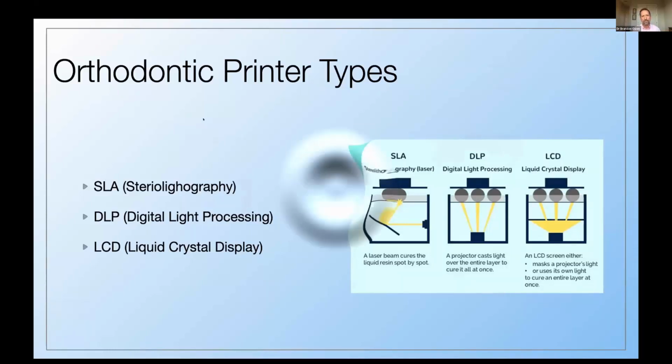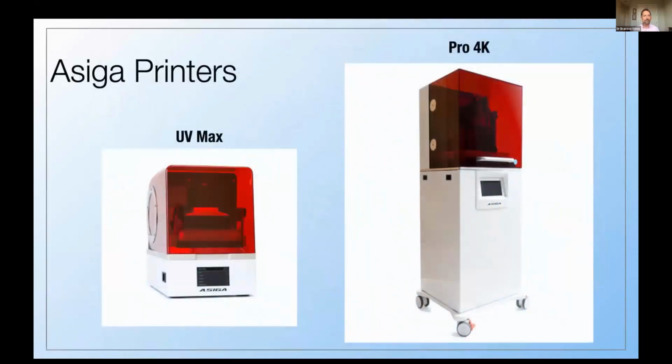As I mentioned, you can get the UV Max in a couple of different configurations. I definitely recommend the UV Max, not just the LCD one. You need the light to get better polymerization and faster print time. This Pro 4K, to me, when I saw it at the IDS, was just incredible.